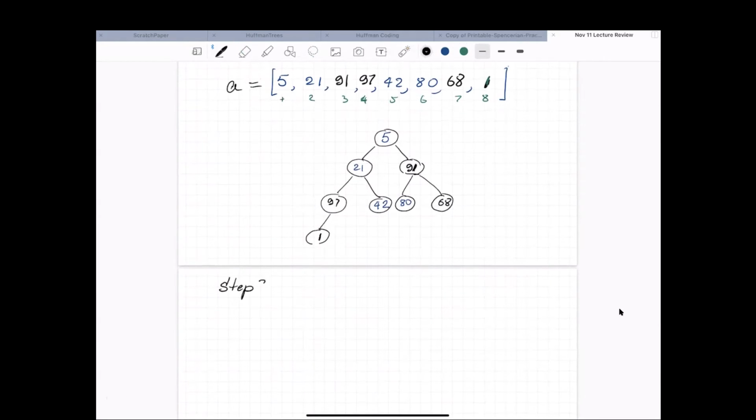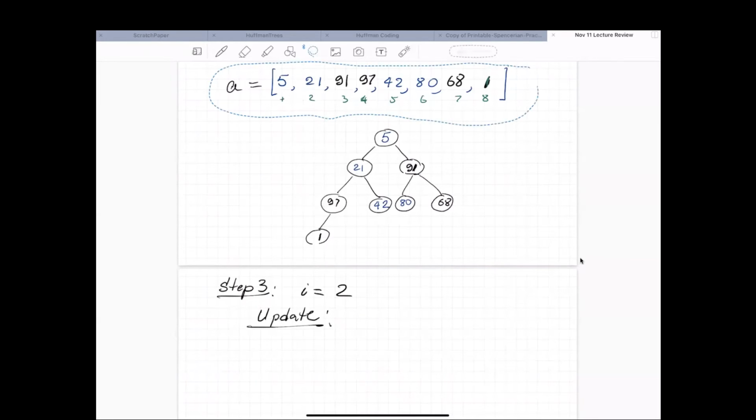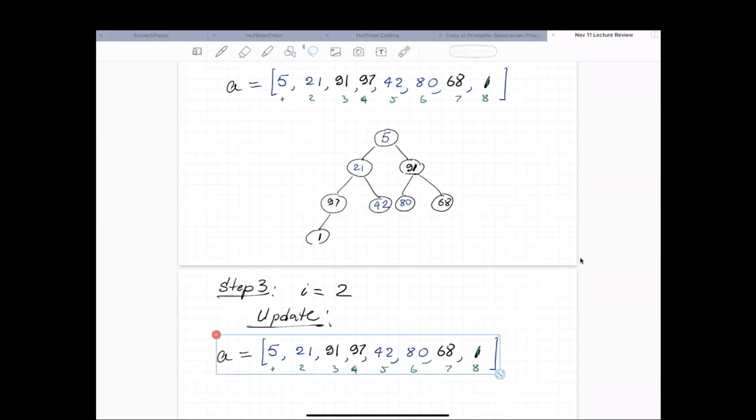Step 3. This is what you will be asked to do on the quiz. So we'll see a question like this. That's why we're going through this. Now I come down to 21. Is 21 a heap? No. 21 is not a heap. So I equals 2. And now I'm going to update. What do I exchange 21 with? You exchange it with 97 because it's the greater of its two children. Yes, that's exactly what we'll do.